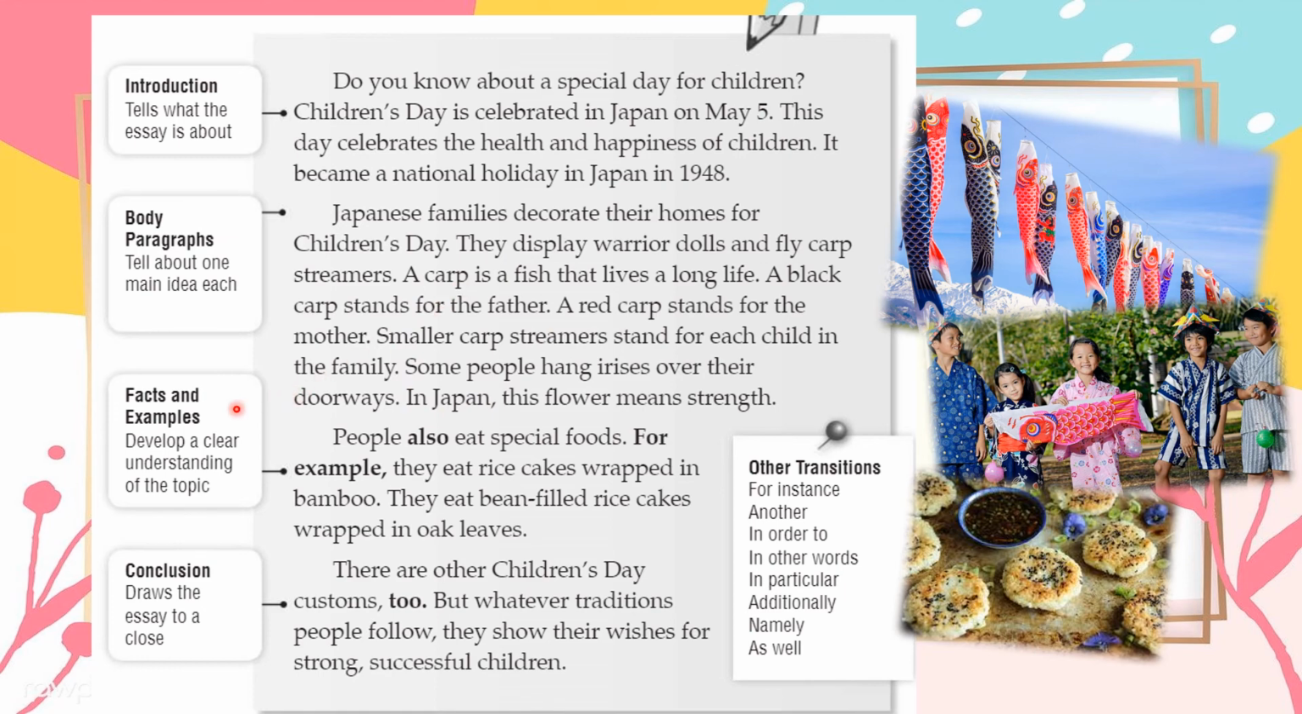Okay, so let's proceed to more facts and examples that develop a clear understanding of the topic. People also eat special foods. For example, they eat rice cakes wrapped in bamboo. They eat bean-filled rice cakes wrapped in oak leaves.